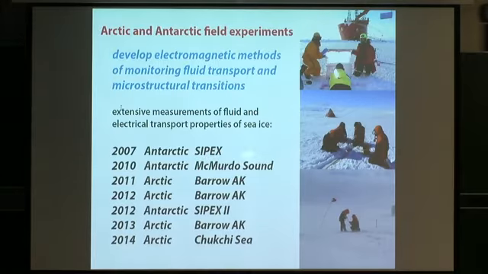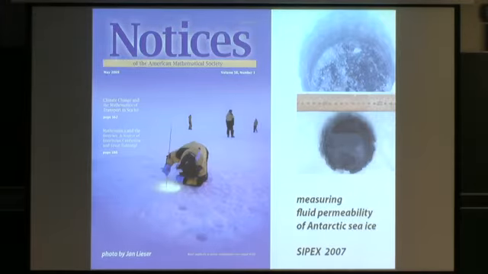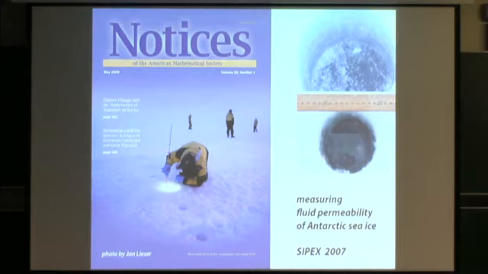Here you see we've had an extensive field program over the last 8-9 years or so. This is the Notices of the American Mathematical Society. This is me doing what I believe were the first measurements ever done of the fluid permeability in Antarctic sea ice. Basically the idea is you drill a partial hole, there's a pressure head created, and so the water wants to fill back in. How rapidly that water fills in tells you the permeability of the ice right at the bottom of the hole. Basically I got started with my ruler and a watch.